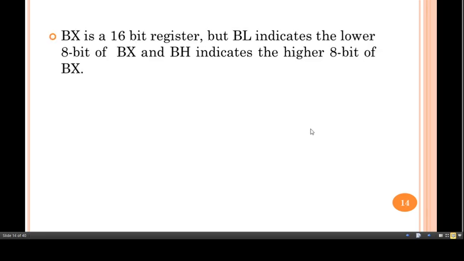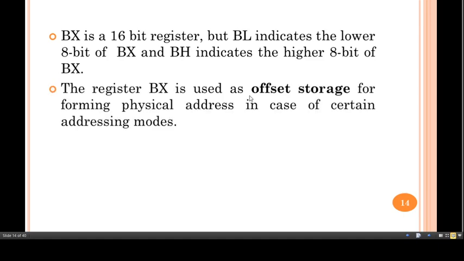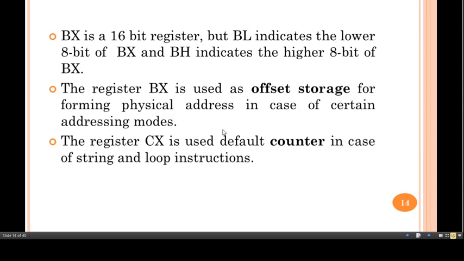The BX register is also a 16 bit register. Here BL indicates the lower 8 bits of BX and BH indicates the higher 8 bits of BX. The BX register is used as an offset storage for physical address formation in case of certain addressing modes.